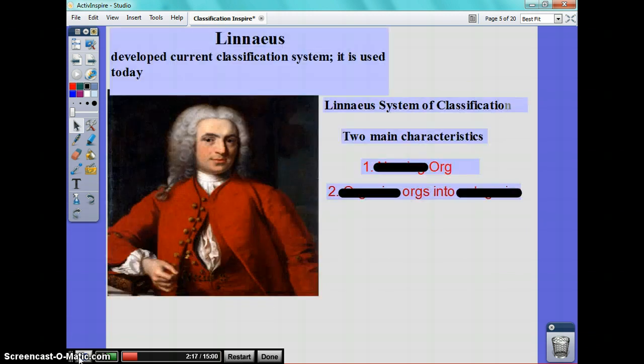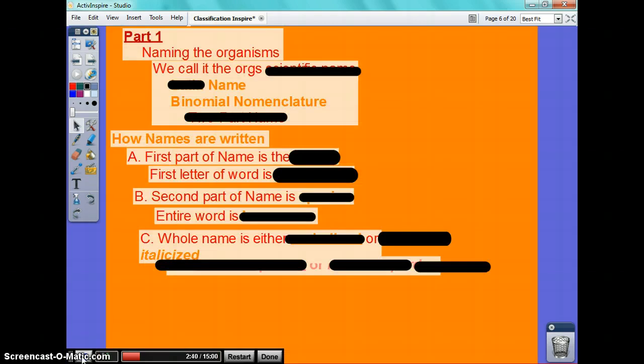So after Aristotle, Linnaeus came into play, and he developed a system that we still use today. His system was so great that it's never been adopted or changed. It's called the Linnaeus system of classification, and it uses two main characteristics. We name the organism, and then we organize them into categories. How do we name organisms? Well, we call the organism's name, it's what? Like name.